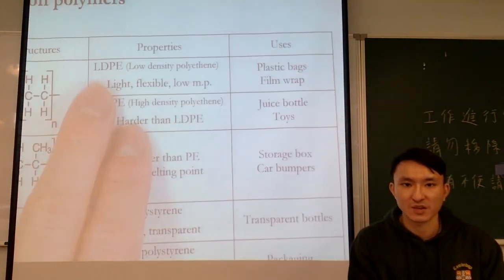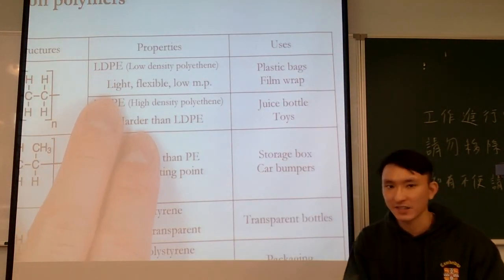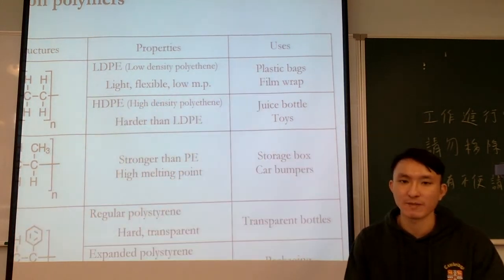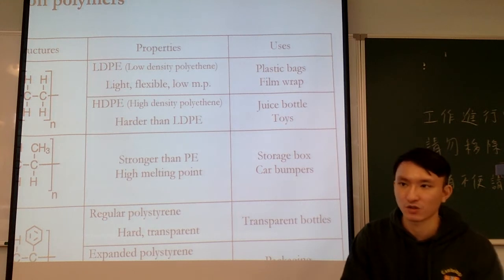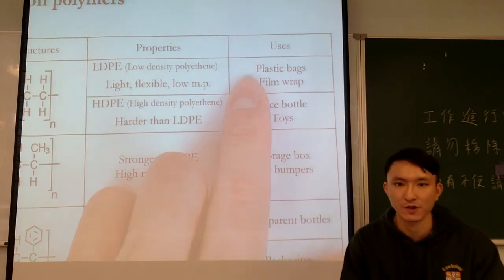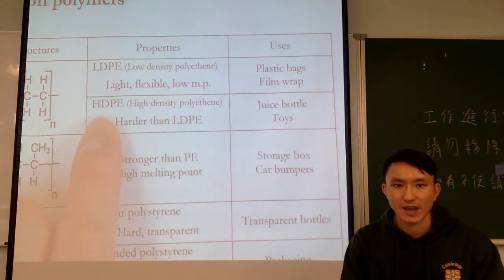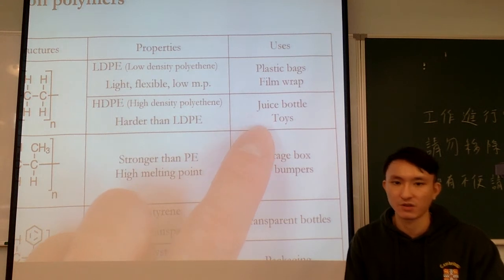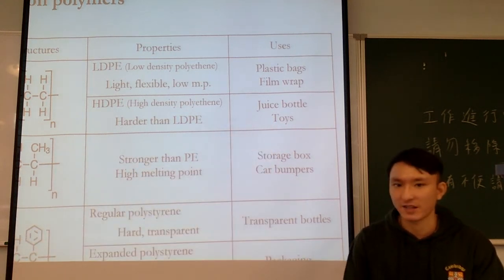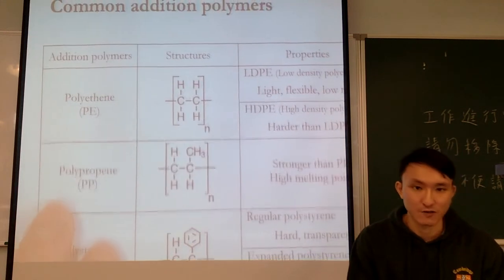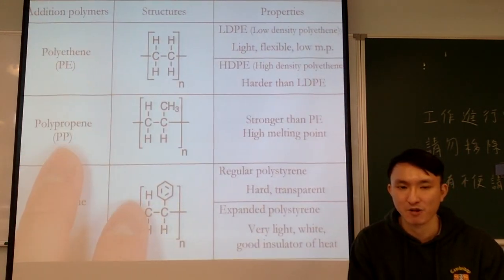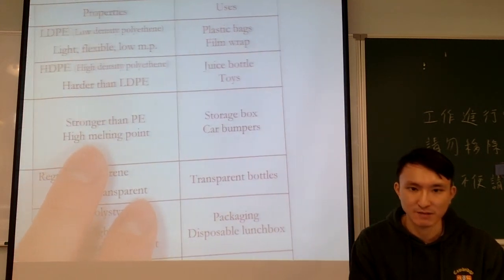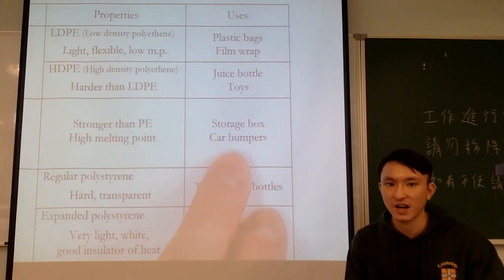Now, the low density one, with more branches, is lighter, flexible, with a lower melting point. Usually it is used for making plastic bags. You know, you go to the supermarket, you have to spend 50 cents on those. HDPE, with a higher density, is harder and therefore can be used to make juice bottles and toys, which require certain strength. Polypropene, made from propene molecules, is stronger than polyethylene, has a little bit higher melting point, and can be used to make storage boxes and car bumpers.